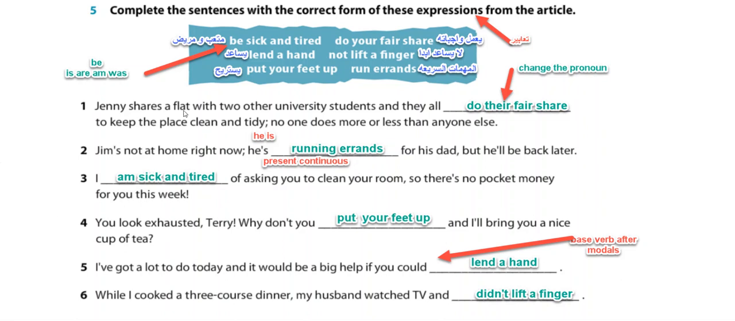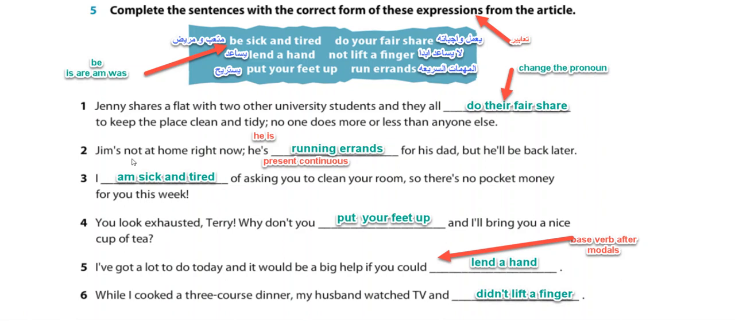Number 1. Jenny shares a flat with 2 other university students and they all. Here Jenny shares a flat with other 2 university students. They all do their fair share. And here the pronoun is changed from your to their because I'm not talking about you, I'm talking about them. To keep the place clean and tidy, no one does more or less than anyone else. They are equal in their chores.